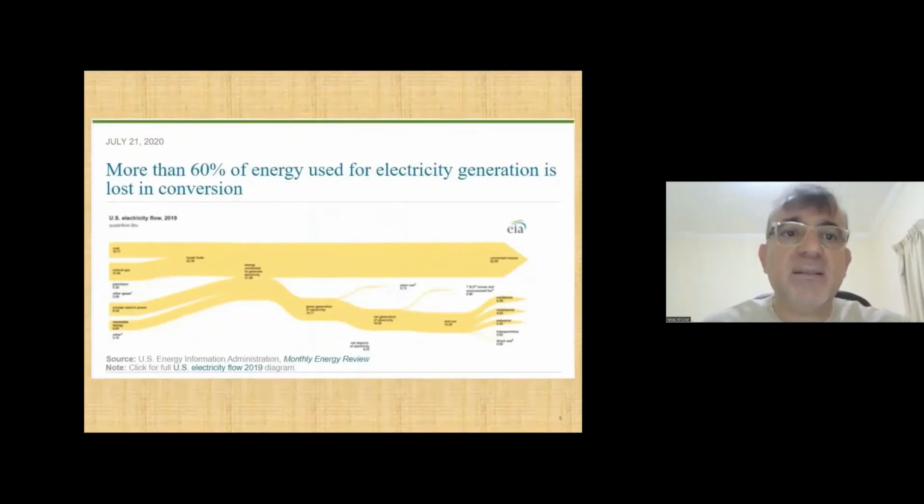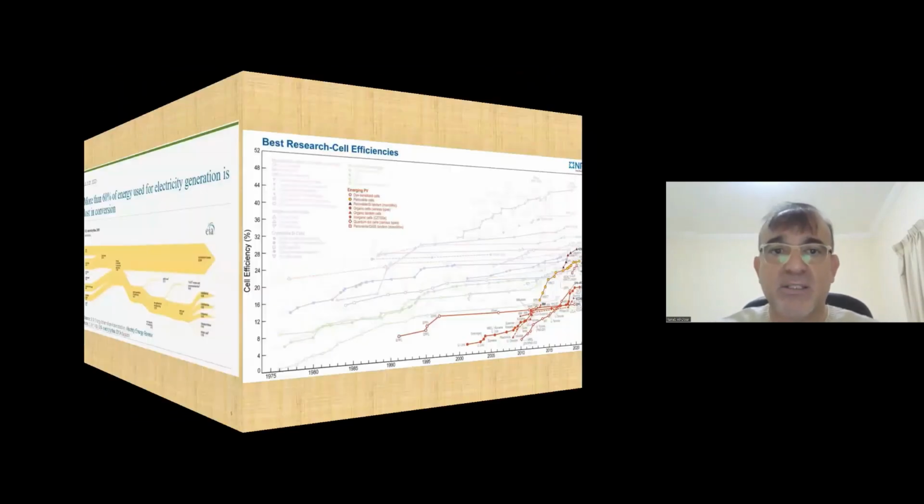More than 60% of energy used for electricity generation is lost in conversion. So here is the idea: how to reduce the loss of energy, due to the biggest percentage of loss. Here we need to insert a new idea presented by nanotechnology.